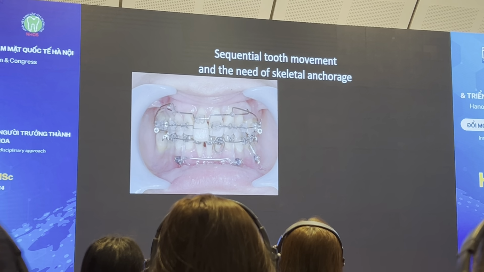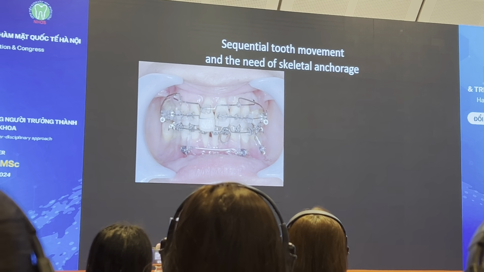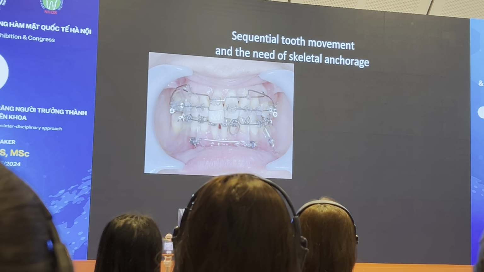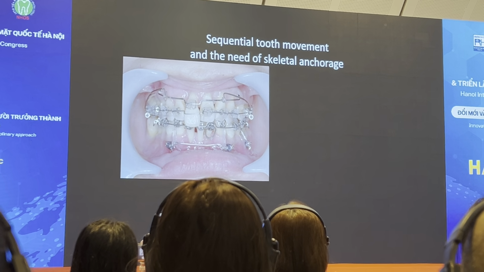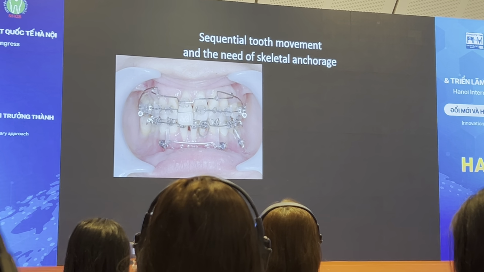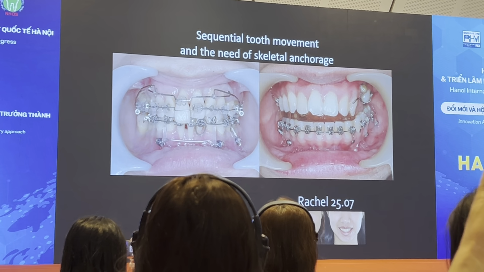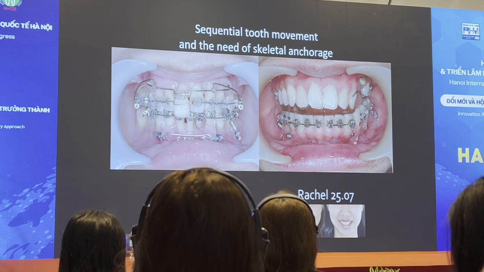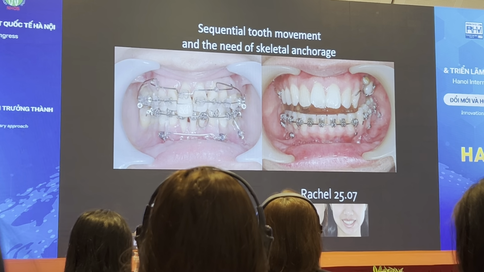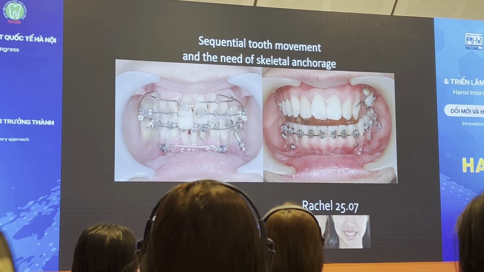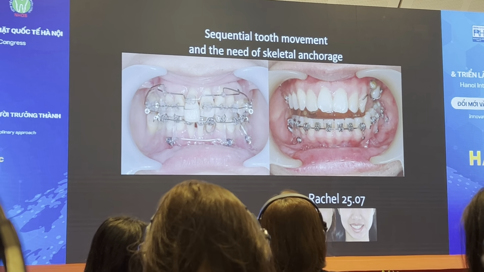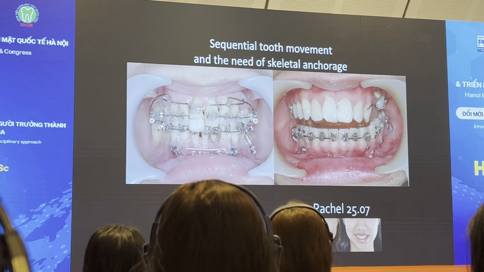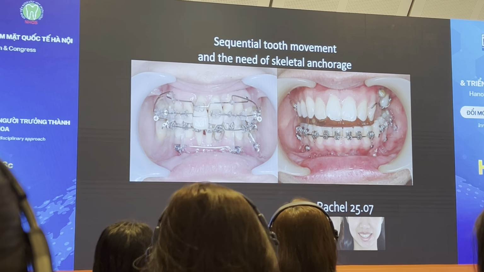In Natalie's case, at this time point, I was intruding 31, 33, and 43, and derotating 46 at the same time with 3 mini screws. In Rachel's case, more mini screws were used to extrude 26, intrude and decant lower incisors and canines, and 34 and 35 at the same time.